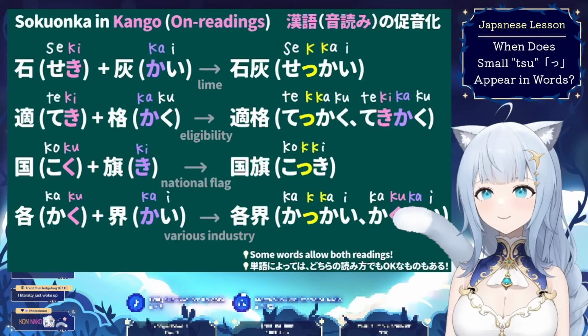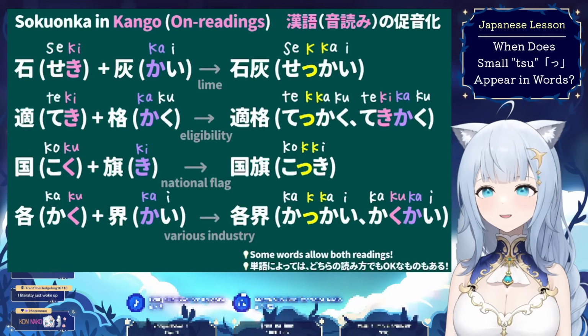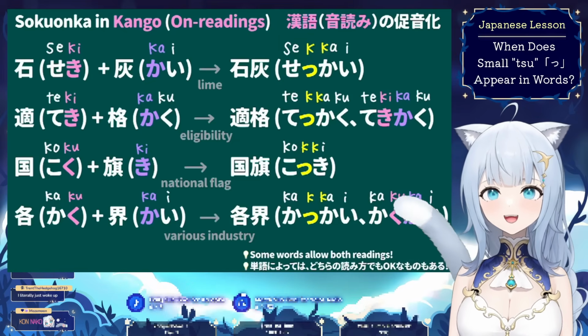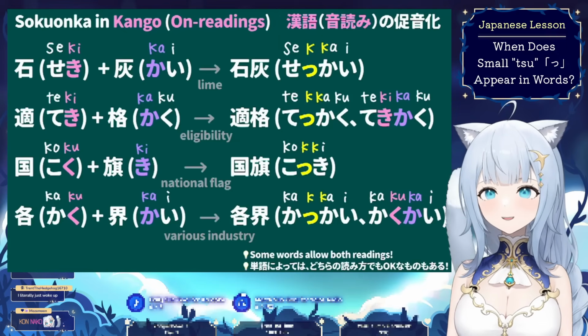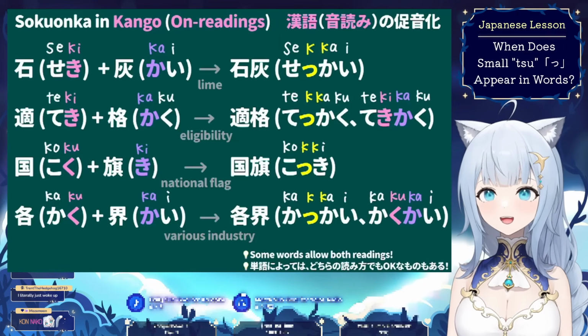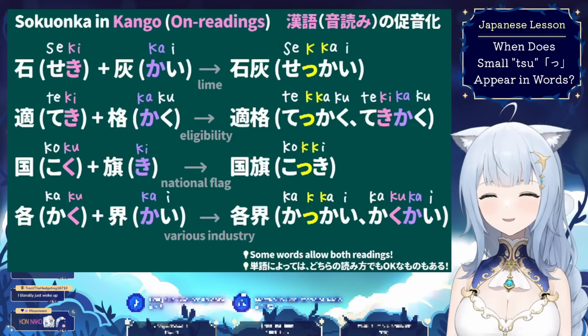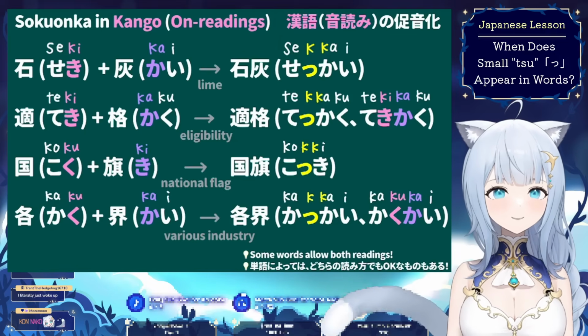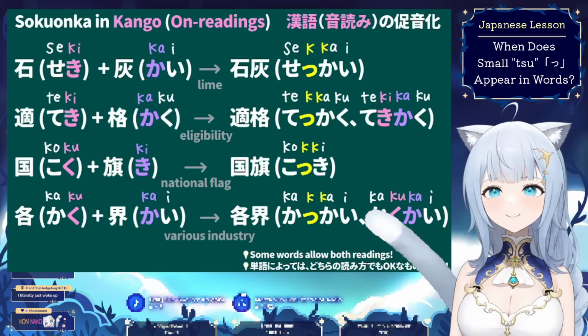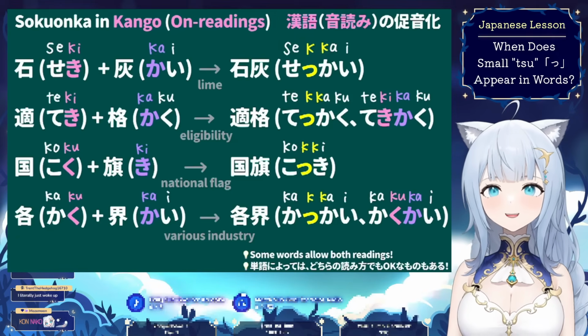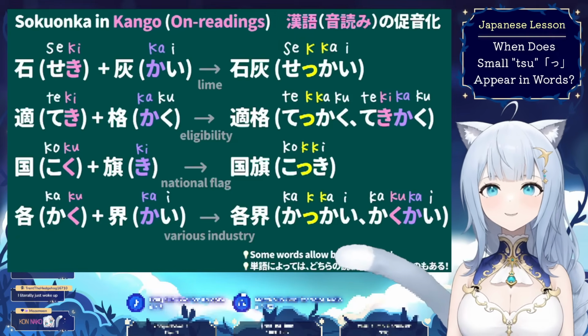Because the first kanji ends with ki, right? Seki. And the second kanji, the first kanji is ka. The character is ka, right? So it's a K column. So it will be changed into a small tsu. So it's not sekikai. It's sekkai, which means line.